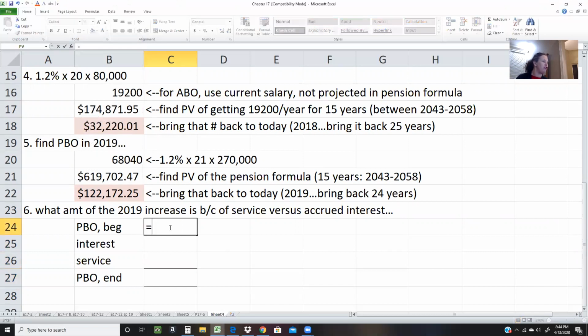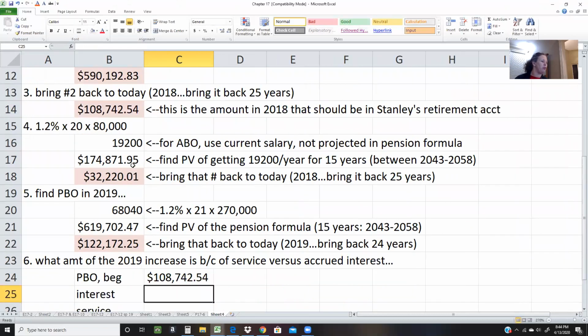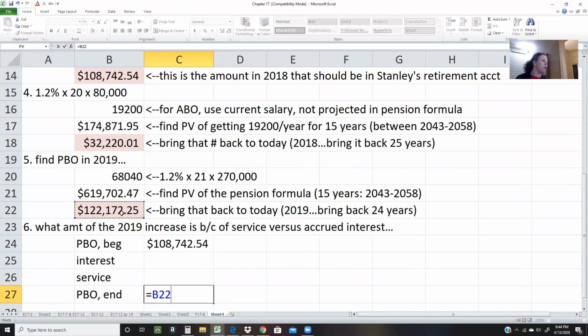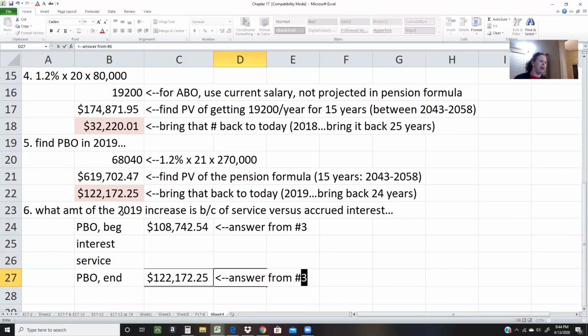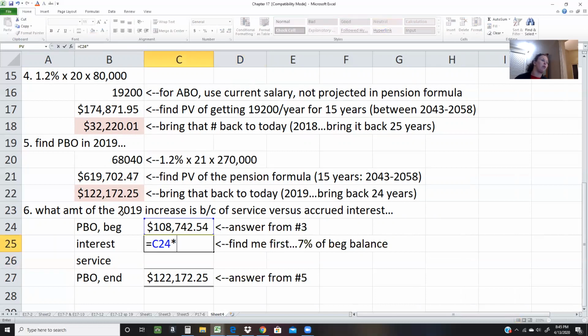So PBO beginning should have been 108,742.54, and PBO ending should be 122,172.25. So this is the answer from number 3, and this is the answer from number 5. Okay, and so interest, find me first, 7% of beginning balance. So basically we should earn 7% on the 108. We should earn 7% on that because our account earns 7% interest. So that much should go in there all by itself.